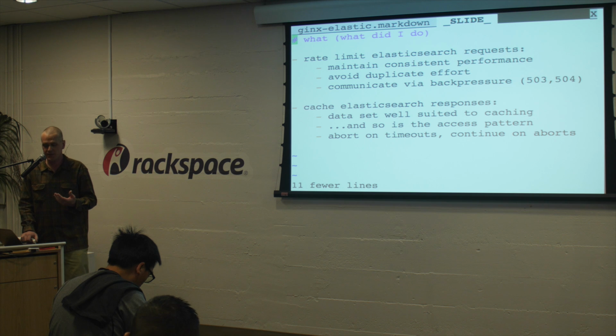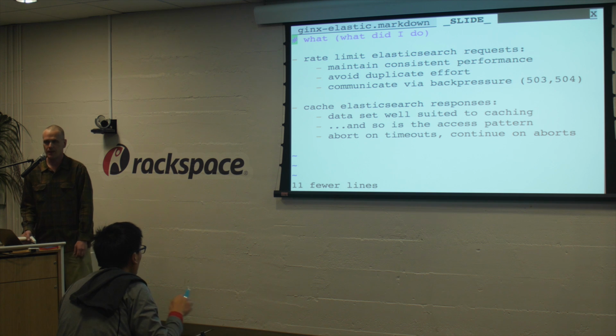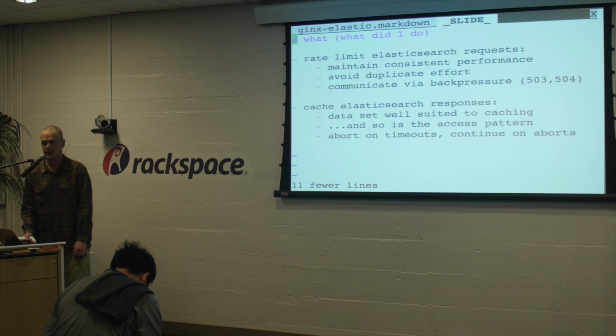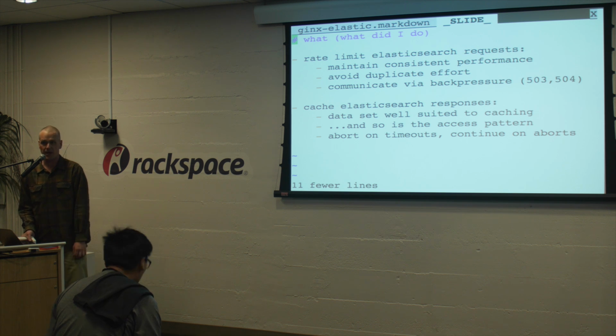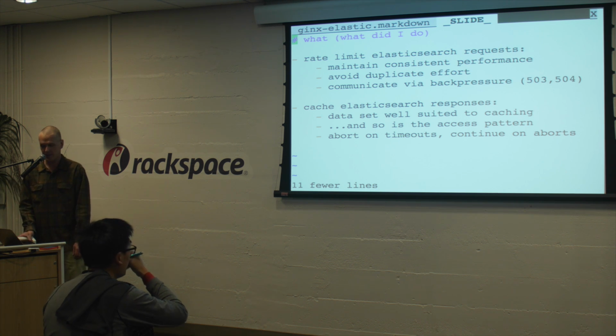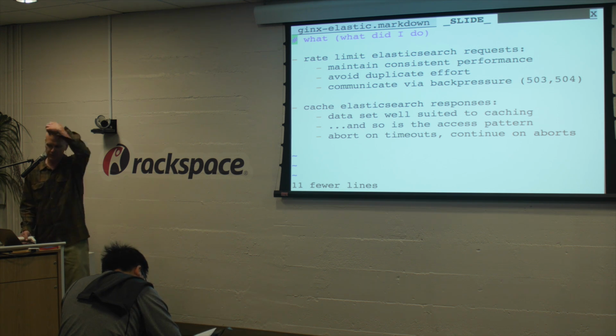So I rate limit the requests and then I cache the responses. The data set that I have is pretty well suited to caching. It's not updated every minute, every second. The access patterns are also well suited to it. Usually the same query or type of query will be repeated more than once. And what I do, and I'll get to that when I talk about config, but this is the essence of the rate limiting magic that NGINX lets you do: I abort on timeouts and continue on aborts.